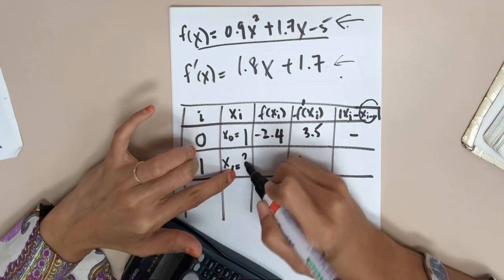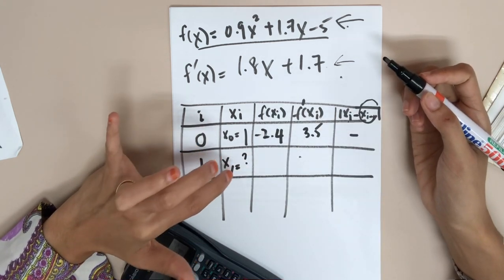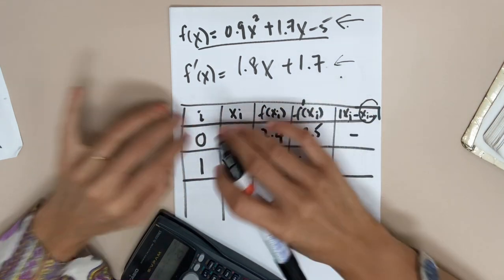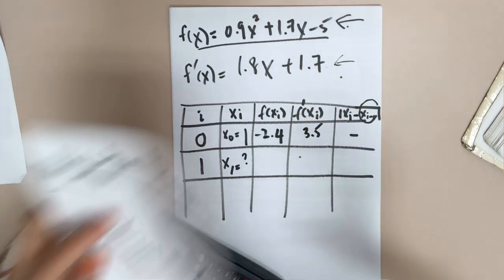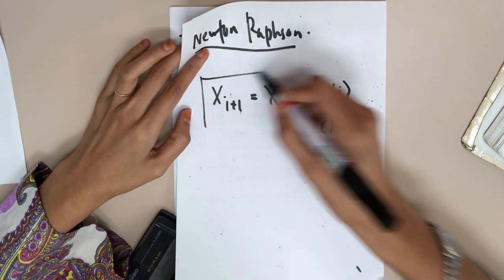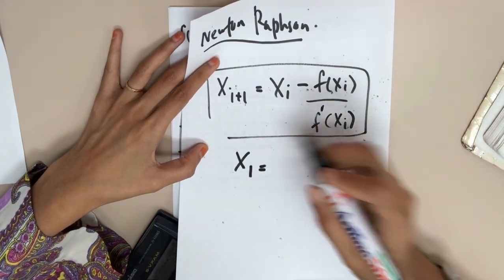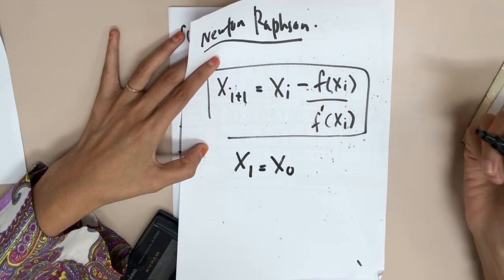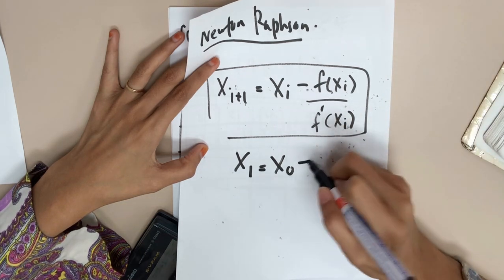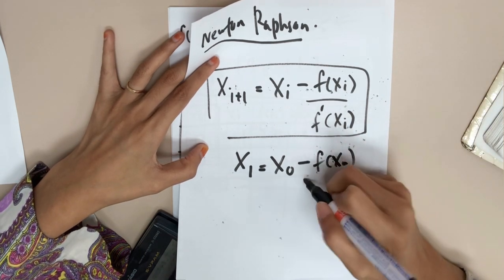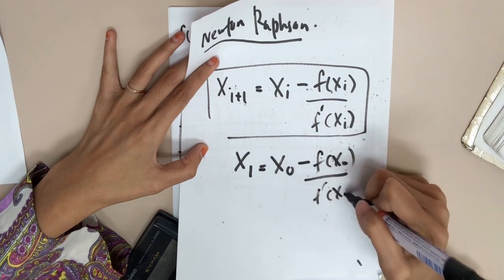Yang ni calculate. Okay, this is what you need to calculate, not just fill up this one. Okay, back to the formula. So this is the formula, right? To have x1 means that your x here is at 0, okay, minus f at 0 over f prime at 0.